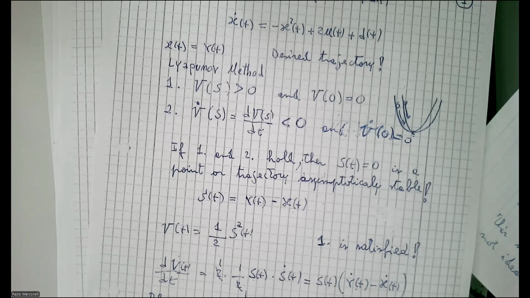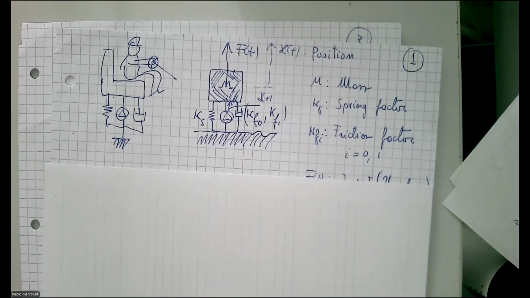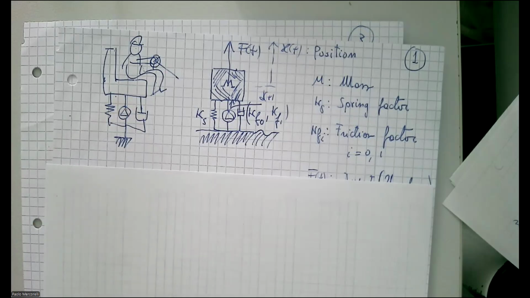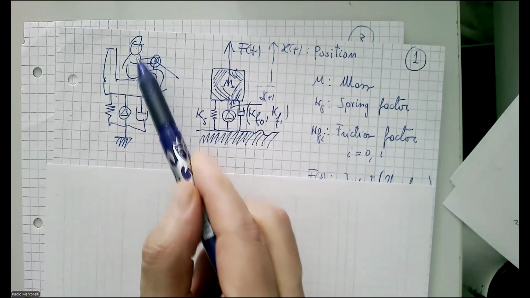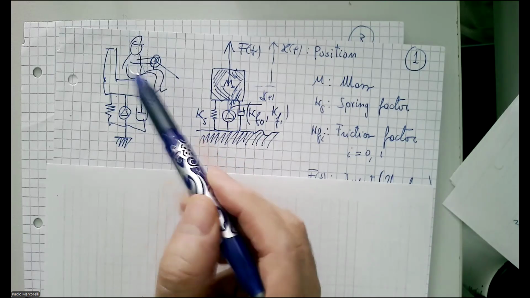Now we will understand this a little bit better when we analyze the mechanical system, which is a little bit more realistic, also in the context of the surface. Let me go ahead with this. Yeah, we have the system here. The idea is to control the oscillation of the driver, considering it as a unique mass.